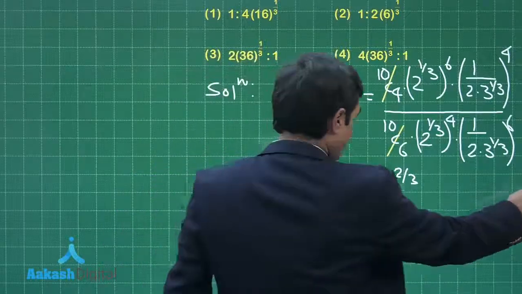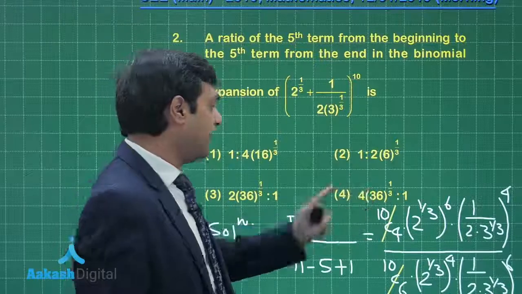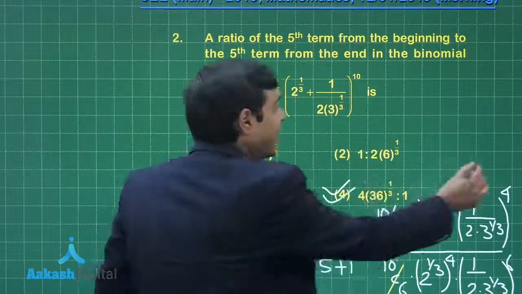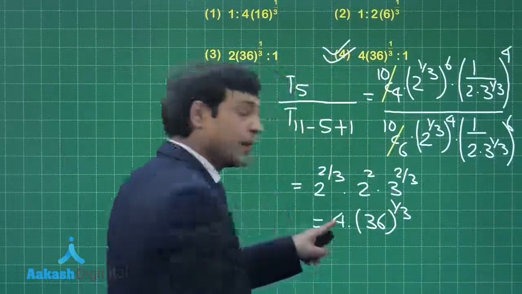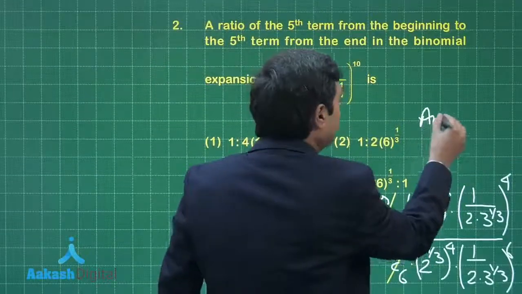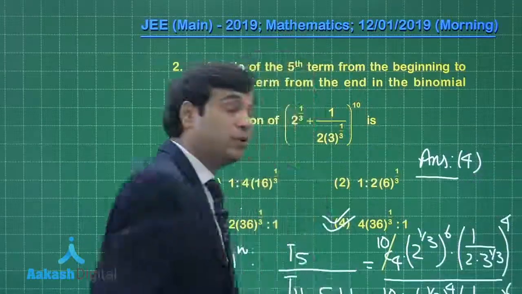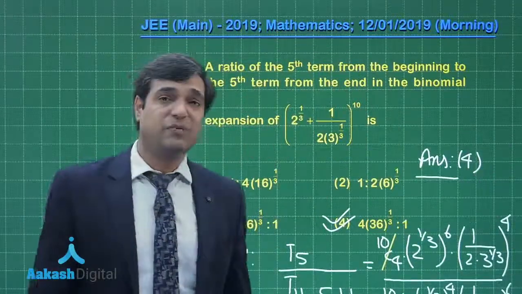So let's check out the correct answer. 4 into 36 raised to the power 1 by 3 is to 1, as we obtained here, is the required ratio. Correct? So this is our correct answer, that is option number 4. I am sure this question is clear to you all. Let's move on to the third question of this paper.